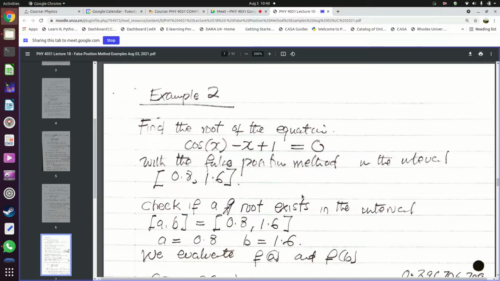We have another example. Example number 2. Find the root of the equation cos x minus x plus 1 equals 0 with the false position method in the interval 0.8 to 1.6.